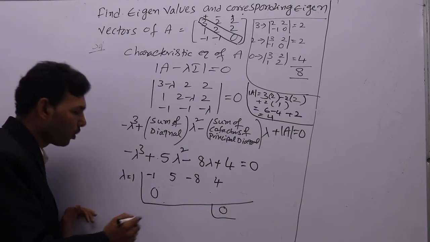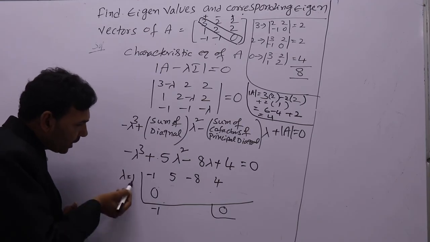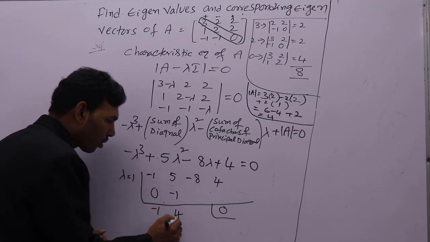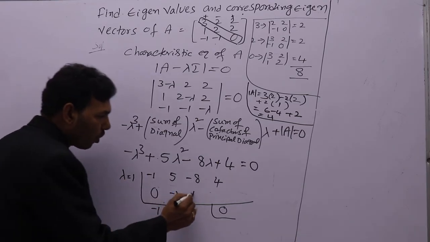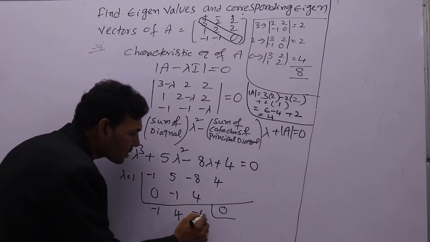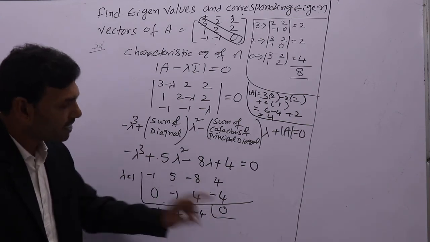Minus 1 plus 0, minus 1. Multiply this minus 1 with this. Minus 1 into minus 1, minus 1. 5 minus 1, 4. 4 into 1, 4. Minus 8 plus 4, minus 4. Minus 4 into 1, minus 4. Definitely you will get 0 here.